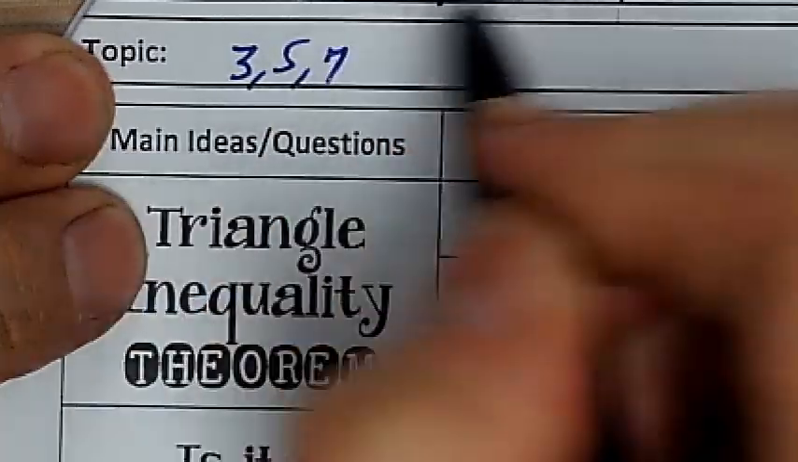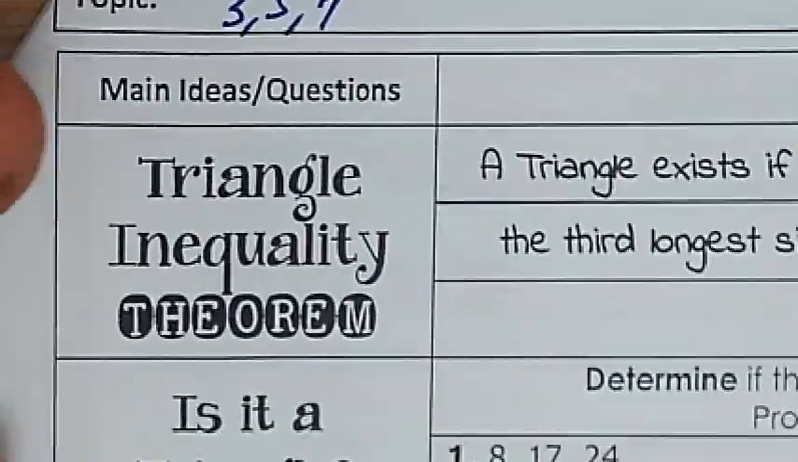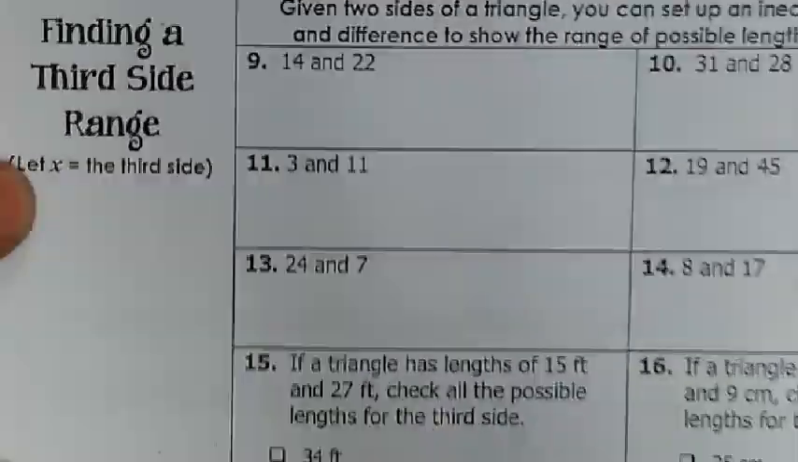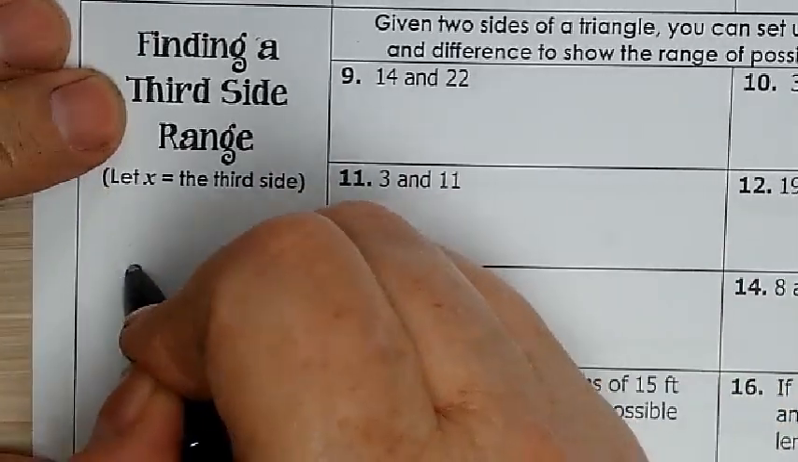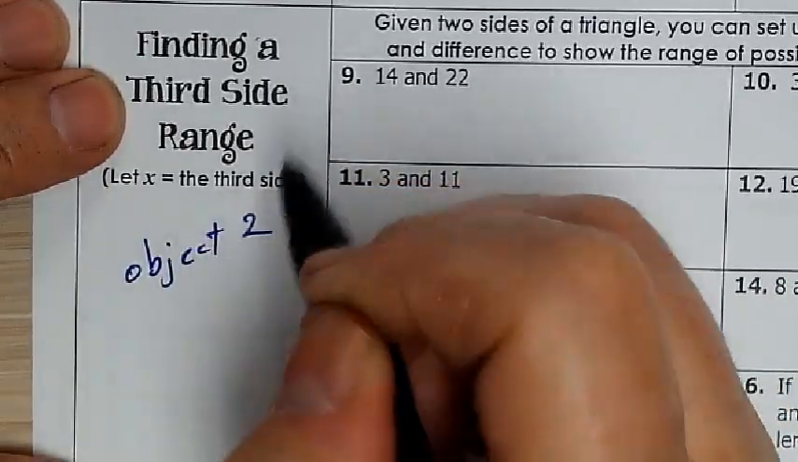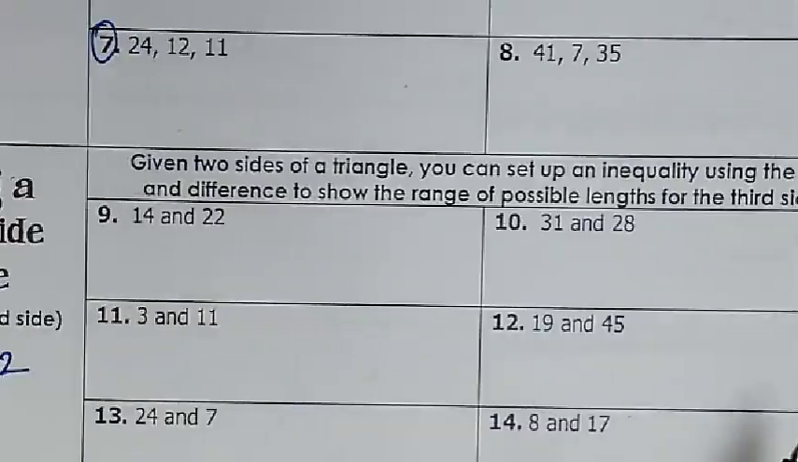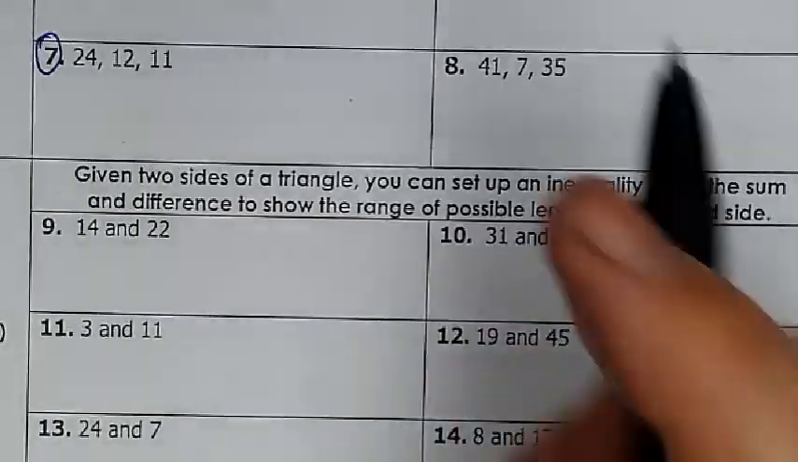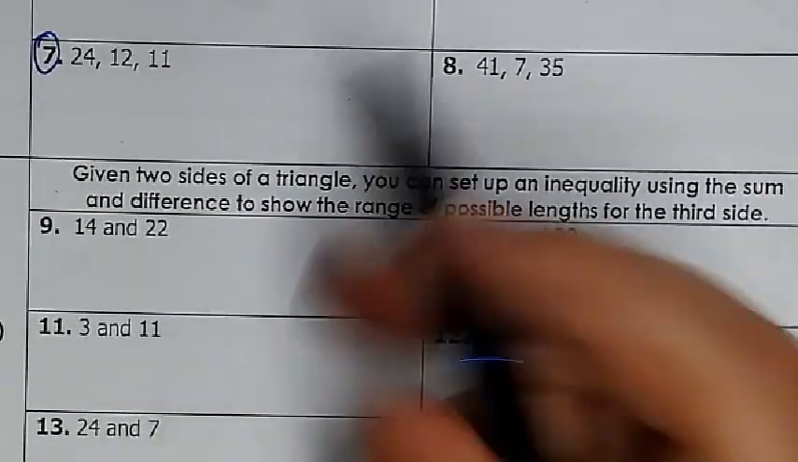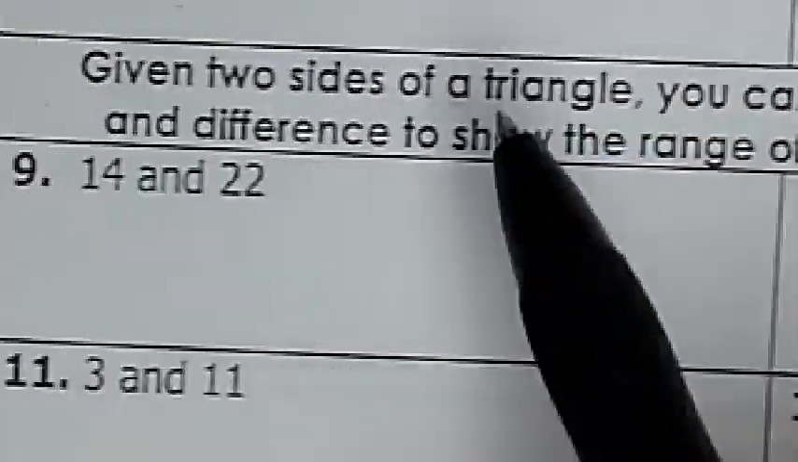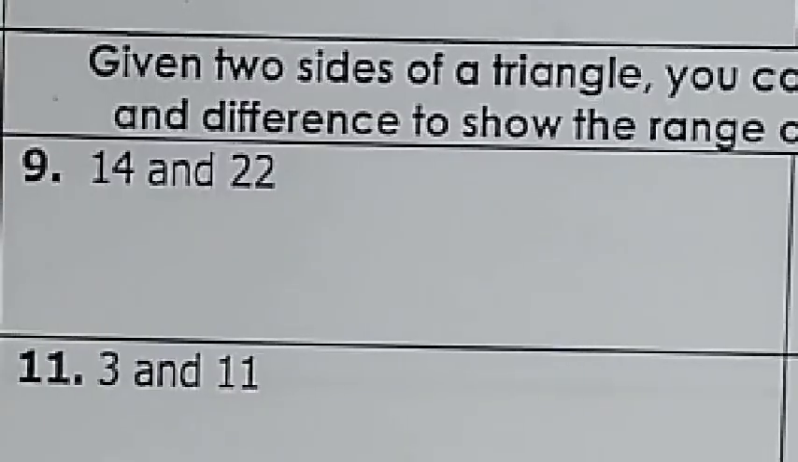Okay. Now, objective 2. Sorry, let me back up. These right here are all about objective 2. Got it? Can I do one with you or no? Okay, so let's say number 9. They want to know what is the range of values for the third side if they give you 2 sides. So here they're giving you 2 sides, and I have to find the range of values that are allowable for the third side. 22 minus 14. So what was the first thing we do? 22 minus 14.